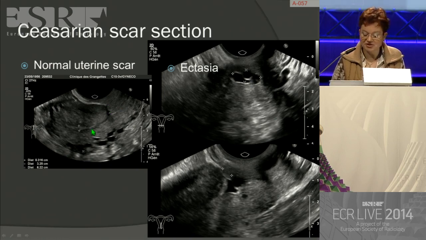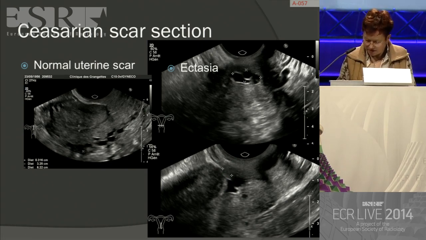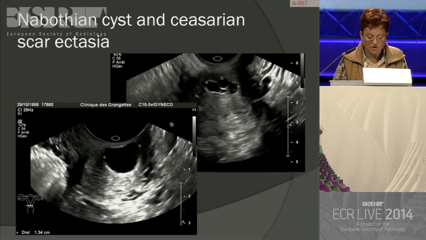Now, in the case of ectasia, it's usually fluid-filled. It can look like a Nabothian cyst, but it's more peripheral, and it touches the uterine cavity. It starts from here and goes outside towards the wall. Now, what is important for the clinician is that you measure the thickness of the remaining stroma or myometrium covering this scar, because if it's below 4 millimeters, then subsequent pregnancy has a great risk of uterine rupture. So they can get repaired through hysteroscopy.